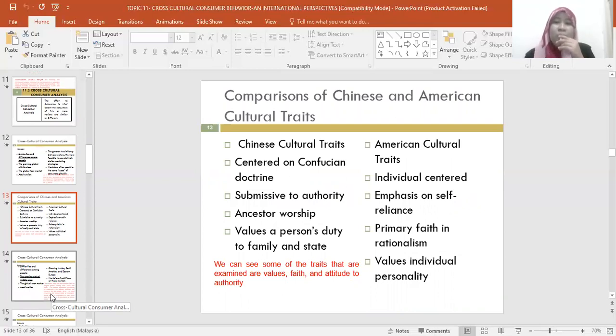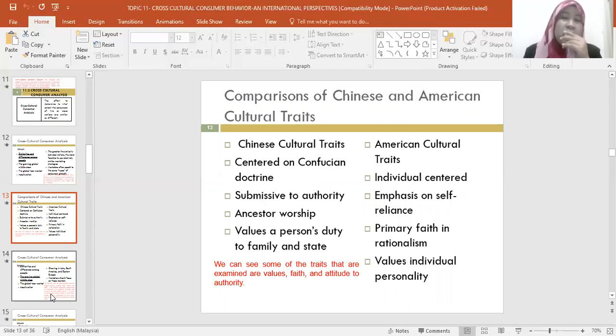Okay, this is the comparison of the Chinese and American cultural traits. According to the text, this is what they compare. As you can see, on the right side is American cultural traits versus on the left side is the Chinese cultural traits. So in the Chinese cultural traits, they are centered on the Confucian doctrine. Confucian is not confused, huh?